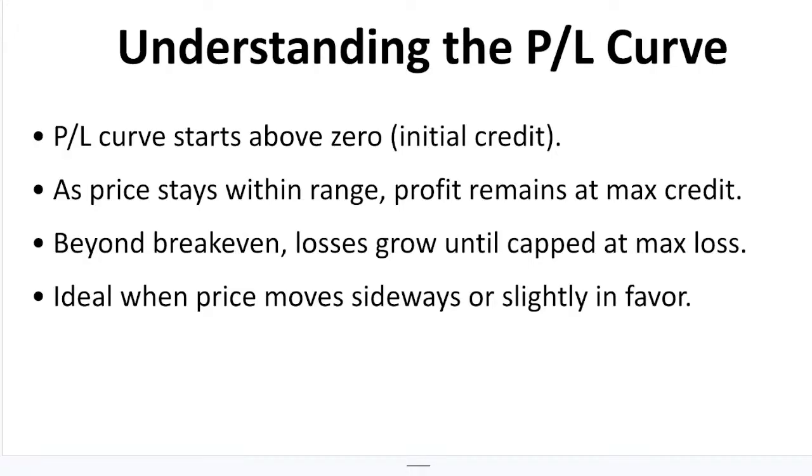So understanding the P&L curve: the P&L curve starts above zero, at the initial credit. So you collect the credit first. As the price stays within a range, you realize the premium every single day when you sell a credit. Beyond break-even, the loss grows until capped at max loss. So max loss is the distance between your two strikes, minus the credit.